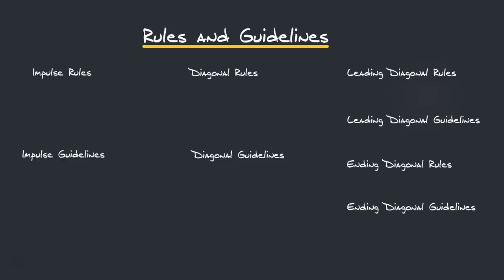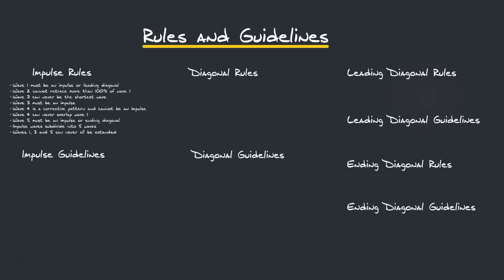Impulse rules. Wave 1 must not be an impulse or leading diagonal. Wave 2 cannot retrace more than 100% of wave 1. Wave 3 can never be the shortest wave. Wave 3 must be an impulse. Wave 4 is a corrective pattern and cannot be an impulse. Wave 4 can never overlap wave 1.